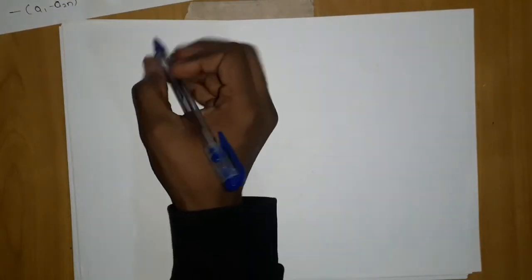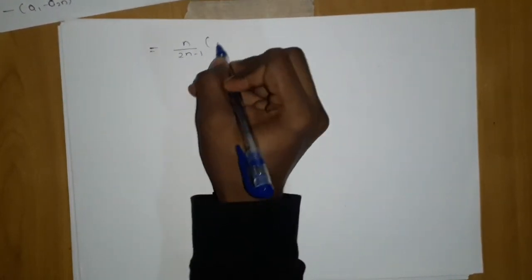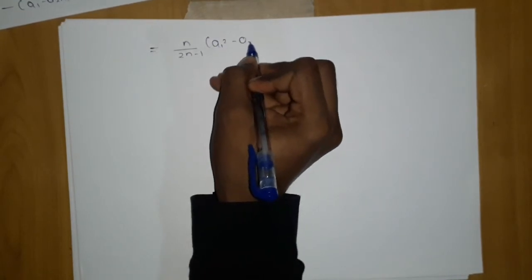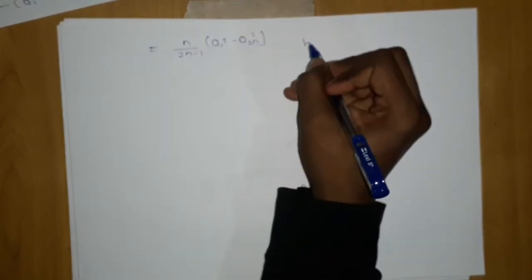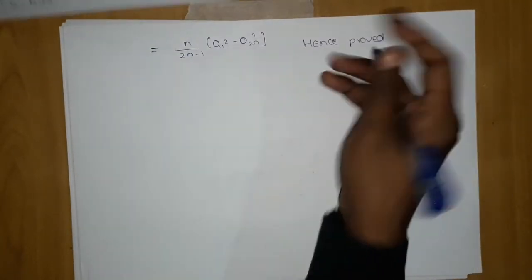Now let's take the next page, which gives me what? d will cancel out, n upon 2n minus 1 into a1 square minus a2n square. Hence proved. So we have proved this thing.